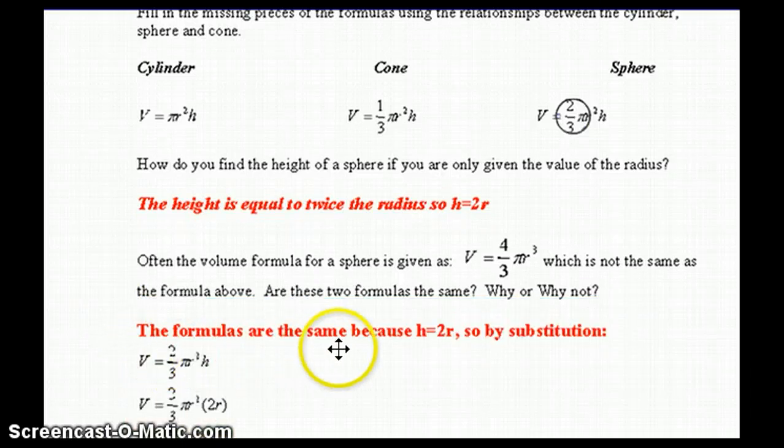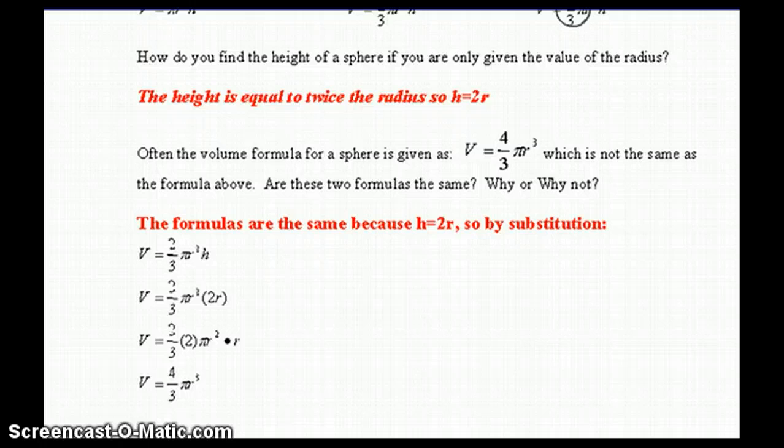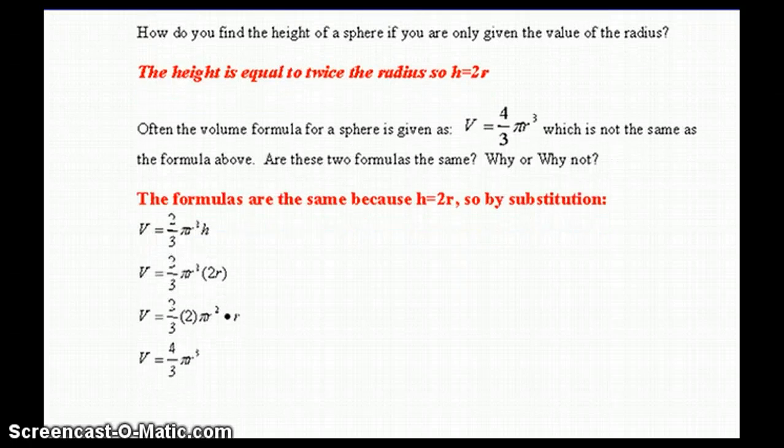These formulas are actually the same because height is the same as 2 times r. So we actually substitute into the formula 2/3 pi r squared times height, and instead of height we plug in 2 times r, and we solve, we end up getting 4/3 pi r cubed. So they are the same. Either formula will work to give you the same answer.